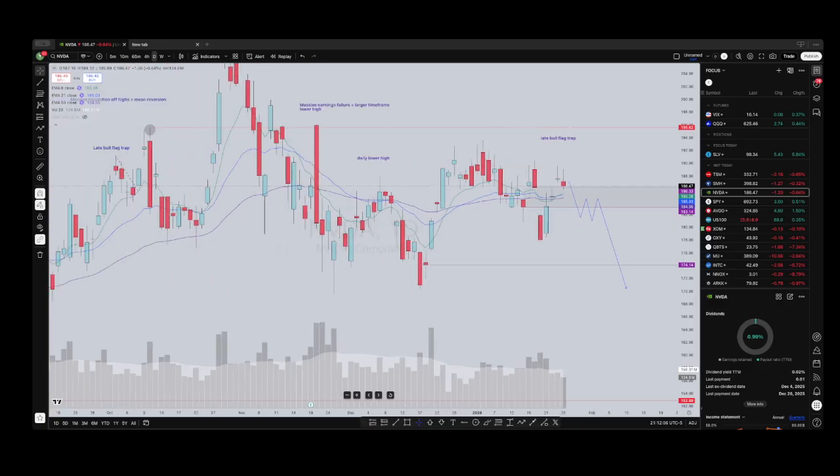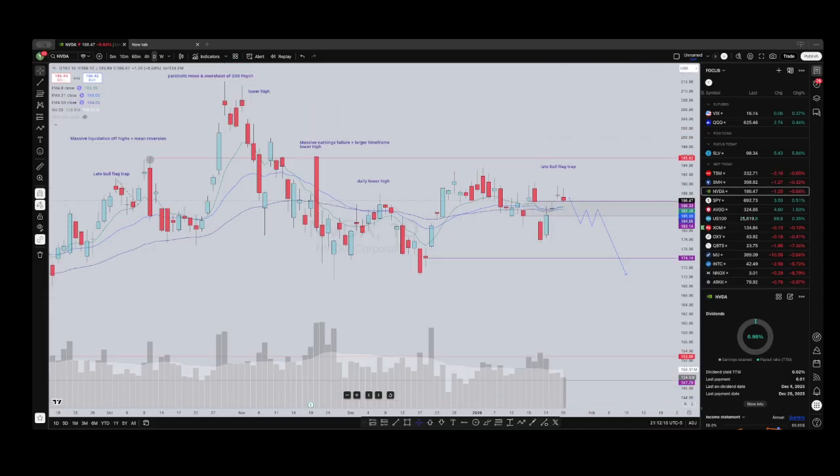I mean, I could attempt it, right? But it could also just chop around here. High chance it does that. So I'd much rather wait for this 183 level to be lost.